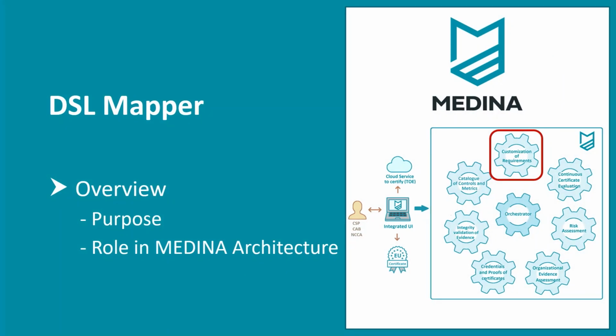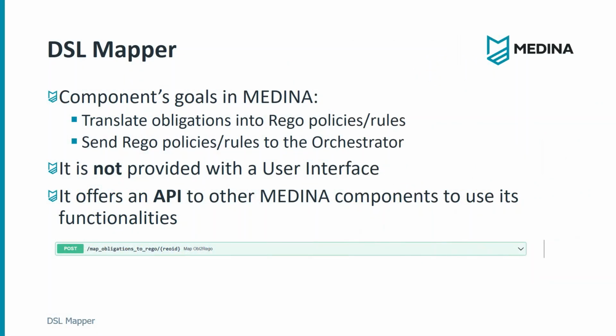The last component is the DSL Mapper. This component reads a RIO object from the database of the CNL Editor to retrieve the corresponding obligations. Then, it translates the obligations into policies expressed in a domain-specific language, or DSL. In the context of MEDINA, the chosen DSL is the Rigo language. The Rigo policies are then sent to the orchestrator to be assessed. The DSL Mapper is not provided with a user interface, but it offers a RESTful API to be used by the other components of the MEDINA framework.